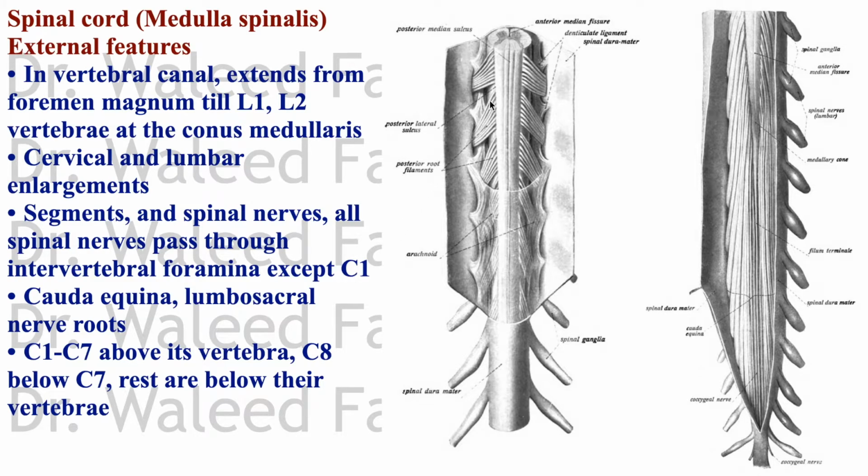As you go down, the rootlets or the roots of the nerves become longer because of the faster growth of the vertebral column than the spinal cord. It pulls down the roots of the spinal nerves with it and forms a structure that looks like the tail of a horse. It's called the cauda equina. It's composed of the roots of the lumbosacral plexus.